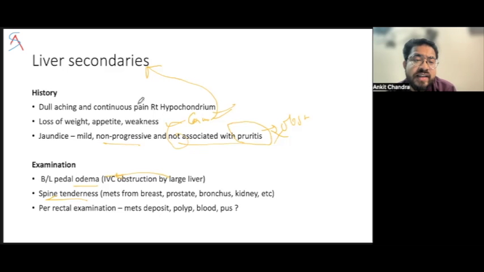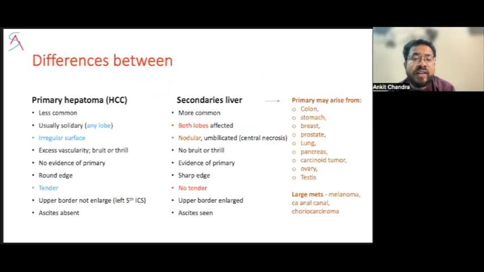The patient with liver secondaries will have dull aching type of pain. Pain is due to stretching of Glisson's capsule. This is also one of your exam viva questions. Most of the time they will ask you how you assure that this is not a primary hepatoma or hepatocellular carcinoma, but liver secondaries. You have to remember that in liver secondaries, you might find the primary site, and how to look for the primary site I'll tell you later.